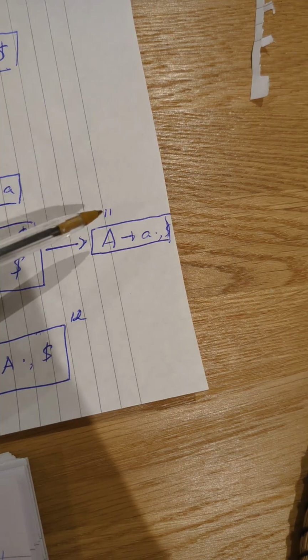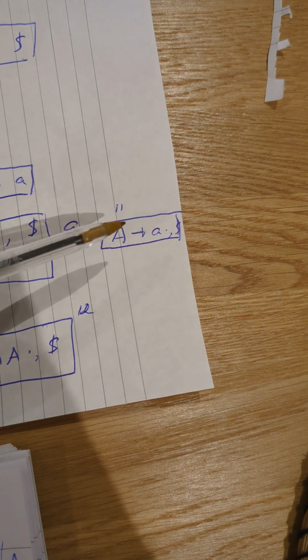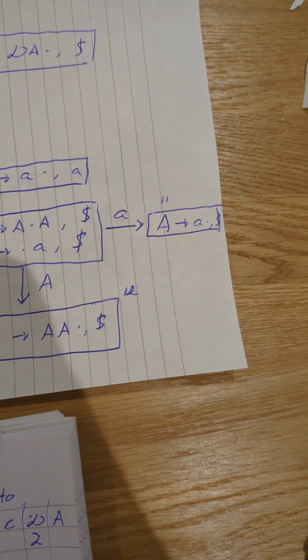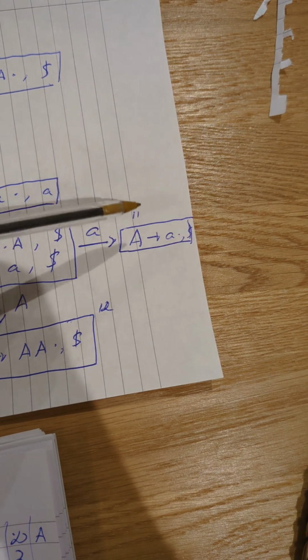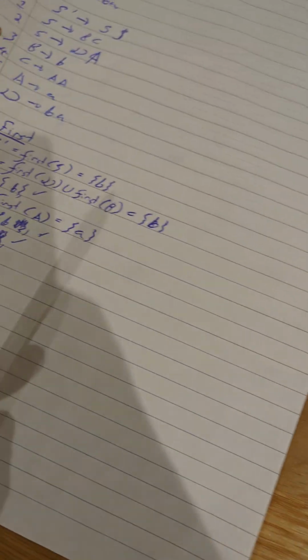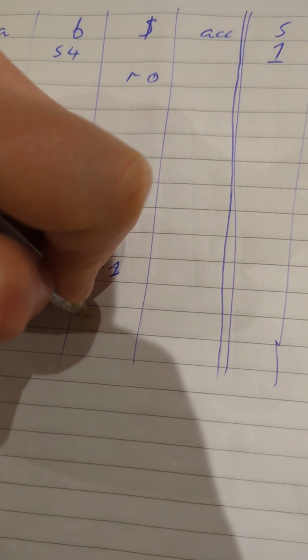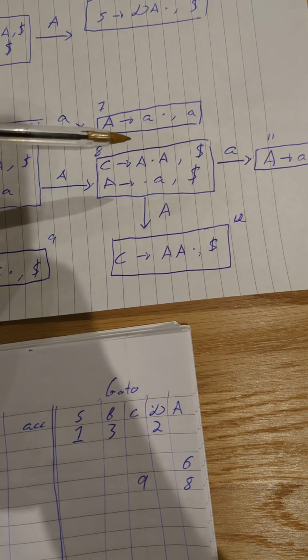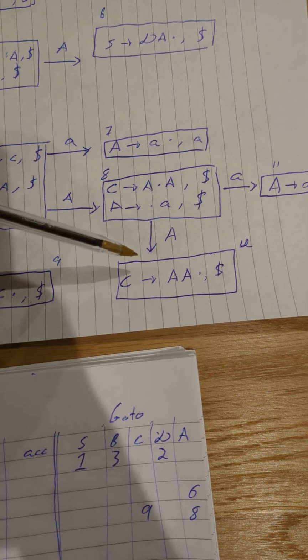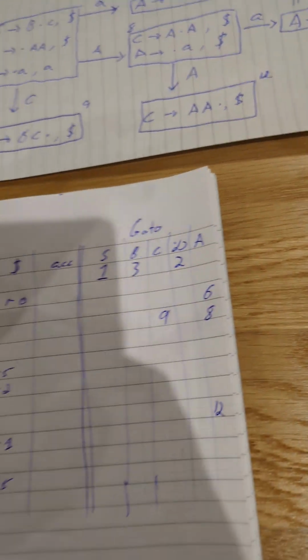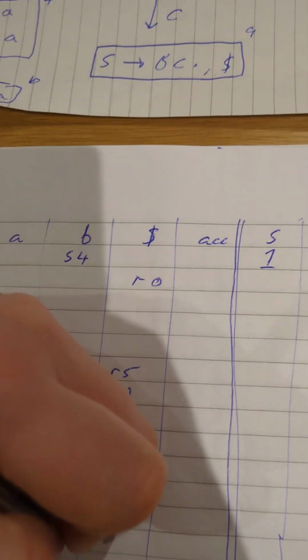If we're in state 11, then A goes to A dot. If we're in state 11 and there's a dollar at the end, so state 11, we get a dollar, we apply rule 5. And if we're in state 12, then if we get a dollar, we apply rule 4 here. So state 12, dollar, rule 4.